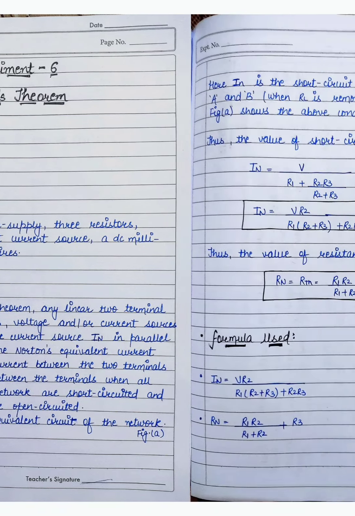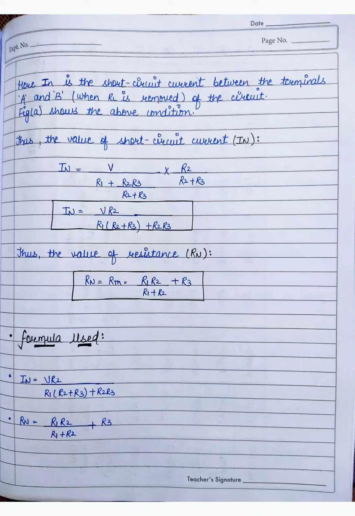Fig B shows the Norton's equivalent circuit of the network. Fig A herein, In is the short circuit current between the terminals A and B when RL is removed from the circuit. Fig A shows the above condition. Thus, the value of short circuit current In equals V R2 divided by R1 R2 plus R2 R3 plus R1 R3.